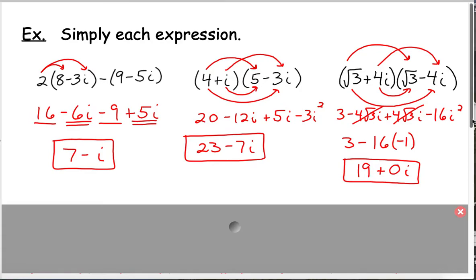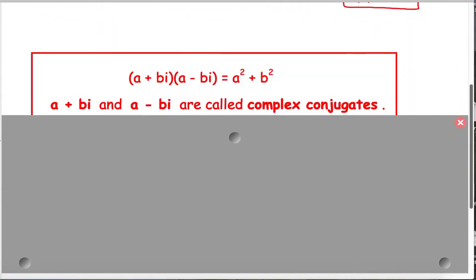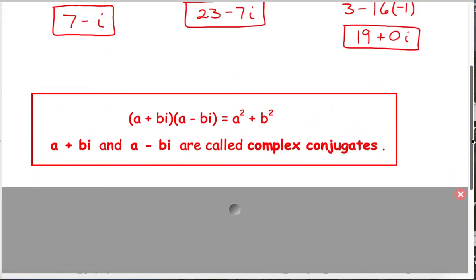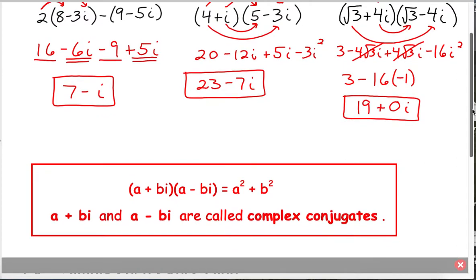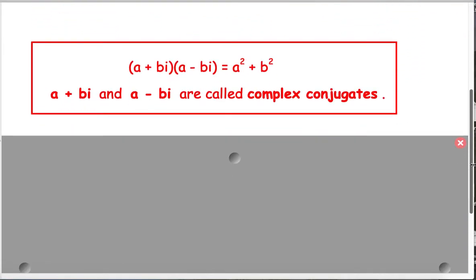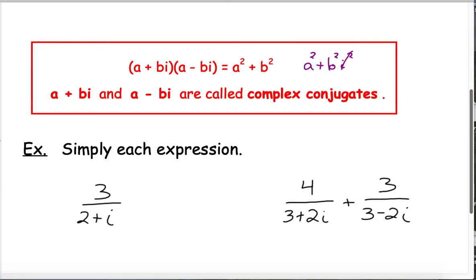All right, let's look at a few more examples. Oh, by the way, in that third example, we multiplied two binomials that almost looked the same, except one was a plus and one was a minus. When that happens, the middle terms cancel out, and you get a squared minus b squared i squared. Let me write that over here: a squared minus b squared i squared, the difference of two squares. But i squared is negative 1, so that becomes a squared plus b squared. And those are called complex conjugates.